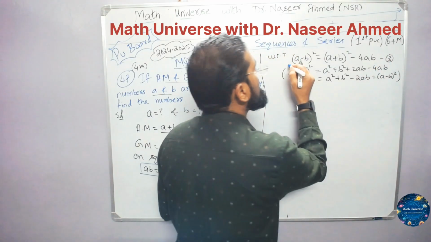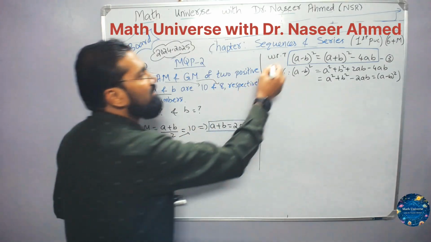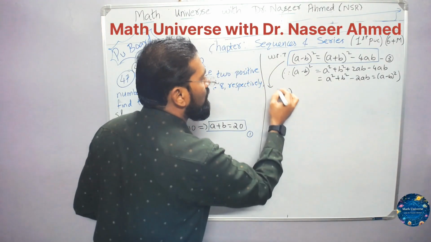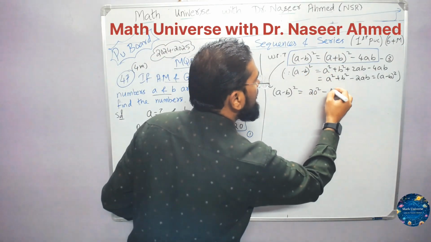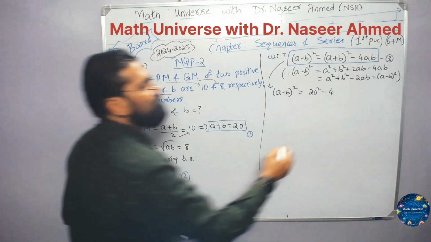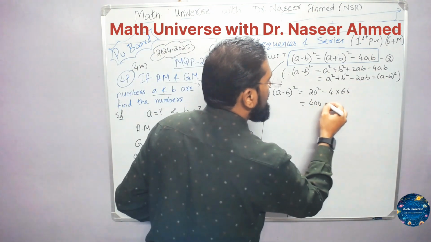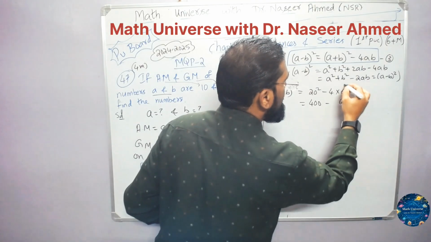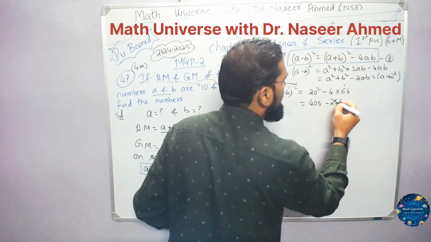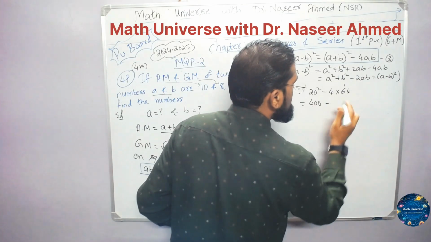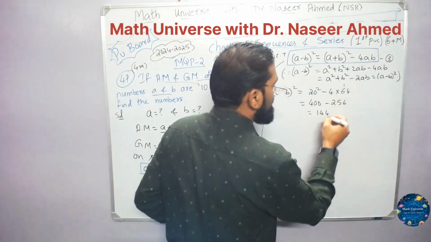See the advantage. Listen carefully. A minus B square I want to find. Now from here, A minus B the whole square is equal to A plus B, which is 20, so put there 20 square, minus 4 times A into B, which is 64. So in place of A into B, 64. 20 square will be 400, minus 4 times 64, which is 256. Now simplify this. On subtracting this, we get 144.